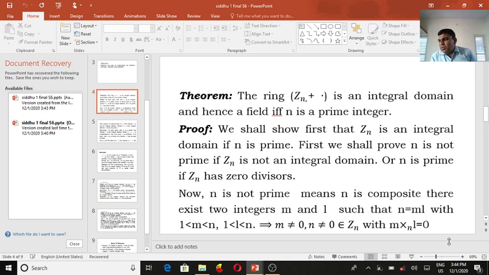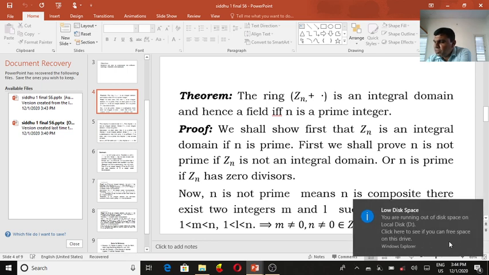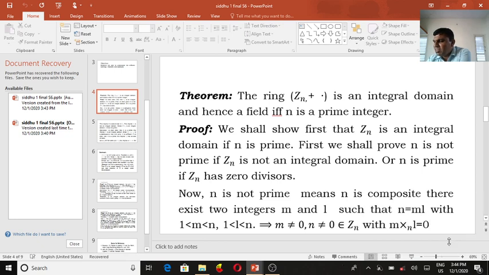For example, 2 gets inverse 4, 4 gets inverse 2, 3 gets inverse 5, 5 gets inverse 3. For example, 6 gets inverse 6 itself. So each element has a multiplicative inverse, in Z7, Z5, like that. If we take a simple Z5, 2 into 3 is 6, which can be written as 1. So 2 is the inverse of 3, and 3 is the inverse of 2. So each element has a multiplicative inverse.